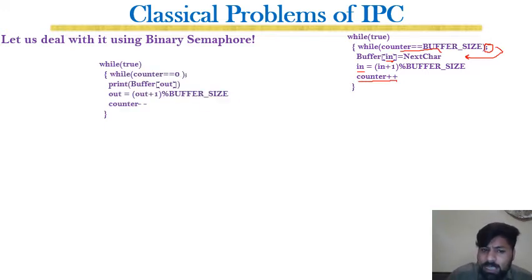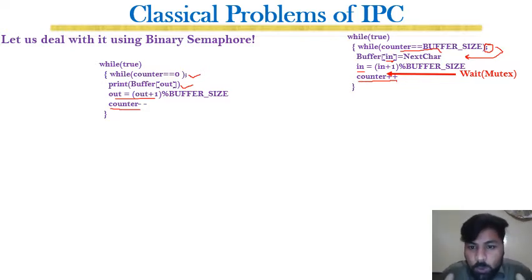The consumer process will first check if counter is equal to 0, which means there is nothing to read, then the process will wait, and if something is there to read, then it will read it out, and it will increment the out pointer in a cyclic fashion, and finally it will decrement the counter variable.